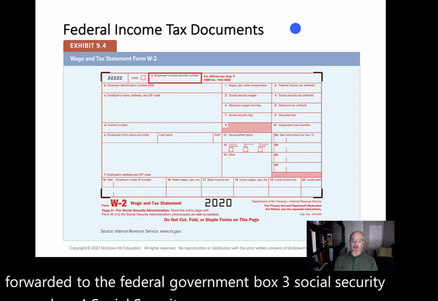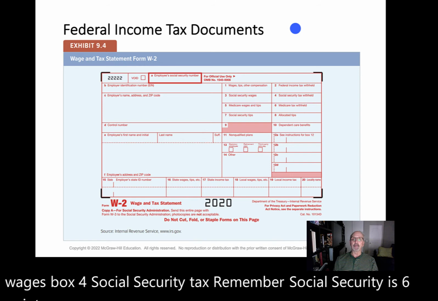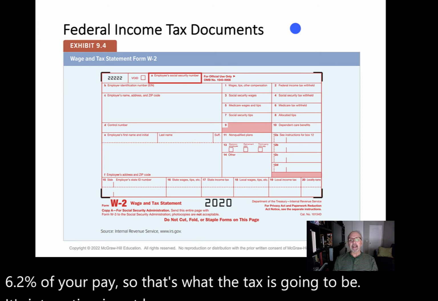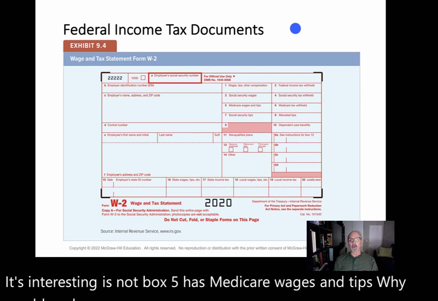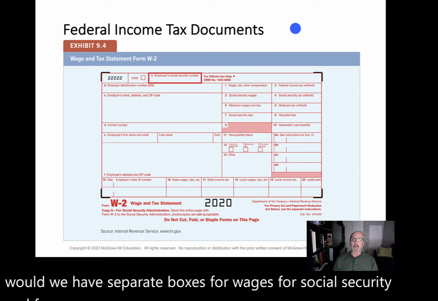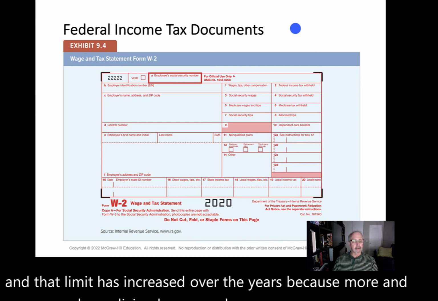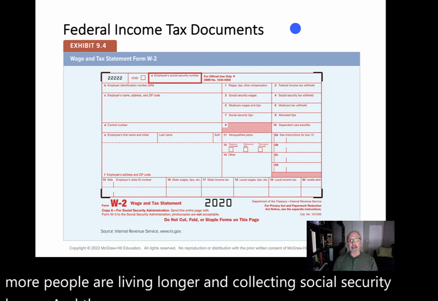Remember, Social Security is 6.2% of your pay. So that's what the tax is going to be. Now, what's interesting is box number 5 has Medicare wages and tips. Why would we have separate boxes for wages for Social Security and for Medicare? Well, that's because Social Security has a limit. And that limit has increased over the years because more and more people are living longer and collecting Social Security longer, and the government's running out of money.